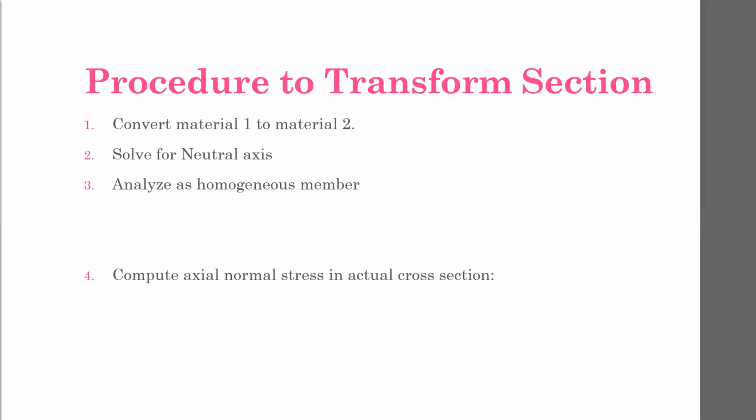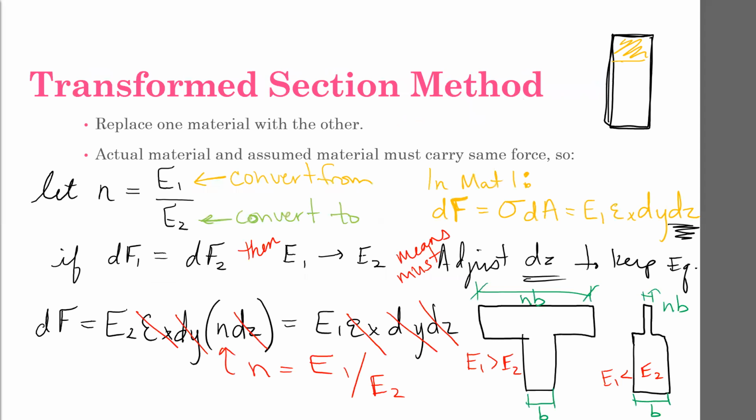So to transform the section, first we convert material 1 to material 2, which means changing the width from B to N times B. Now that we have a homogeneous material, we solve for the neutral axis. If we started with a rectangle and it turns into a T or whatever that thing is, it looks a little bit like a wine bottle to me, but maybe that's just me.